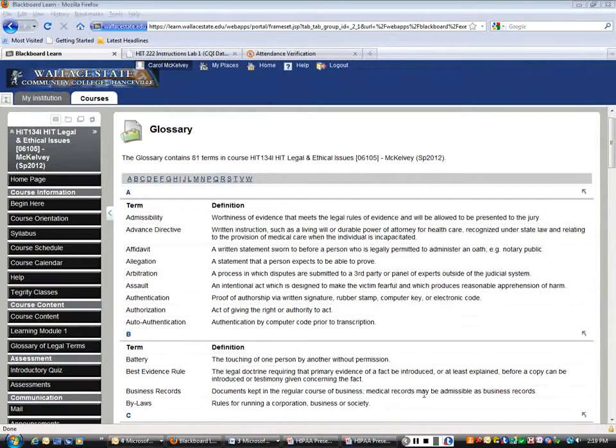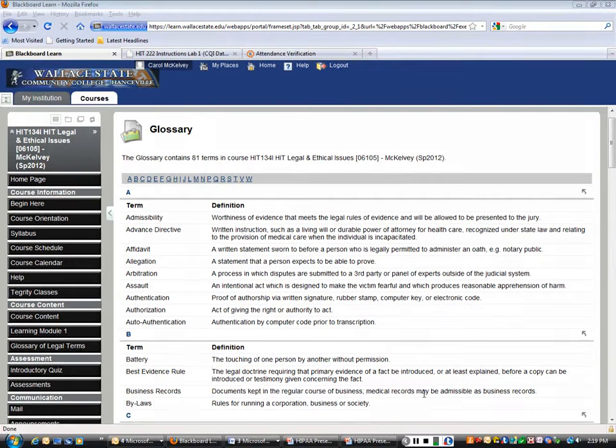The next is authorization. Again, another very familiar term at this point in time. And it is the act of giving the right or the authority to act. So if we have an authorization for release of information that's been signed by the patient, that gives us the authority to release copies or release particular information on a patient, because the patient has signed a statement giving us that right to do that.